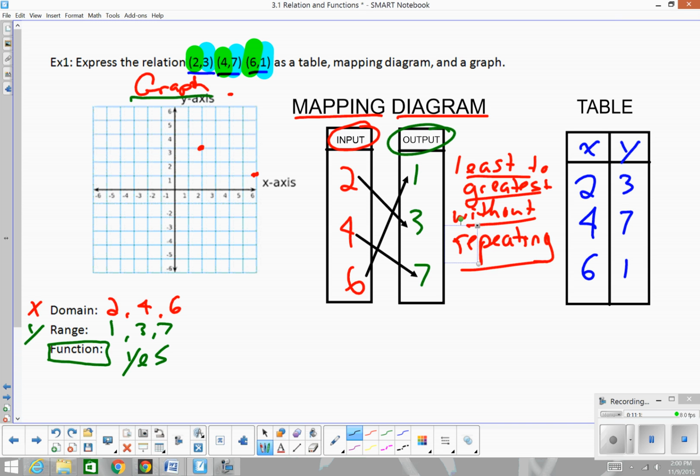a mapping diagram. Now using a mapping diagram, simply, all you're going to look is to see if your input doubles up with arrows, because remember, if I input a 2, it only is going to output a 3.